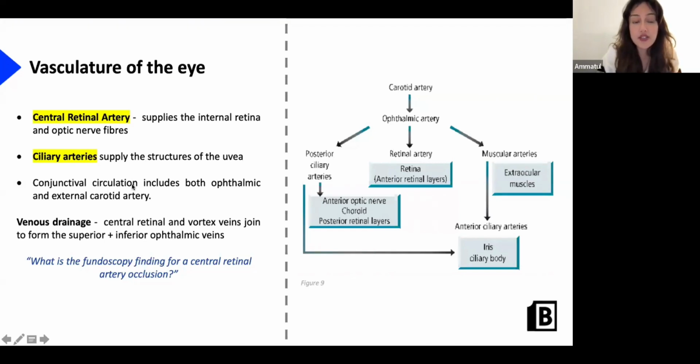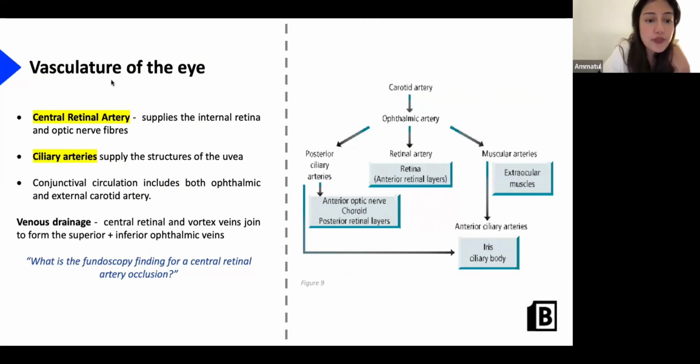And then we have the ciliary arteries, which supply the structures of the uvea, so the iris, the ciliary body, the choroid, etc. And we have the conjunctival circulation, which is from both the ophthalmic artery and the external parotid. Venous drainage of the eye involves the central retinal and vortex veins, which join to form the superior and inferior ophthalmic veins, and they empty into the cavernous sinuses, the pterygoid venous plexus, and also the facial vein. I think this part is a lot more visual, so if you can find a way to visualize it within your brain, it will make it a lot easier to understand.